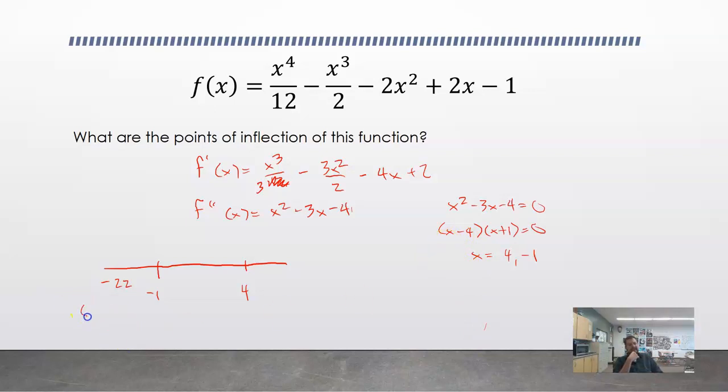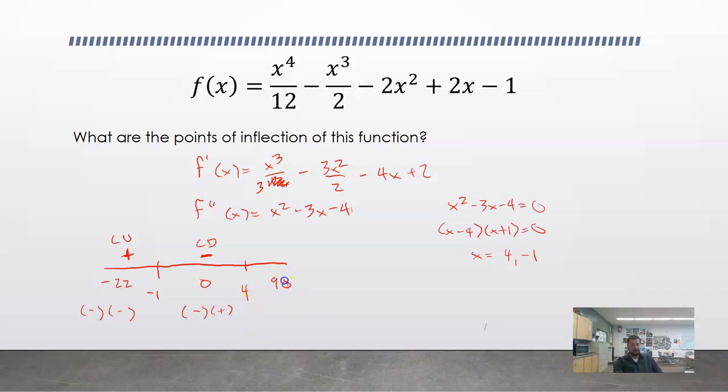Because if I take negative 22 and plug it in, I get a negative number times a negative number, which gives me a positive number, which means my original function is concave up on the interval from negative infinity to negative 1. If I choose a number between negative 1 and 4, what happens is I get a negative number times a positive number. I chose 0. A negative times a positive gives me a negative number, which means my function is concave down from negative 1 to positive 4. Then I choose a number bigger than 4, like 90210 sounds great.